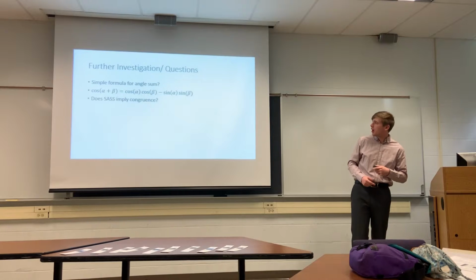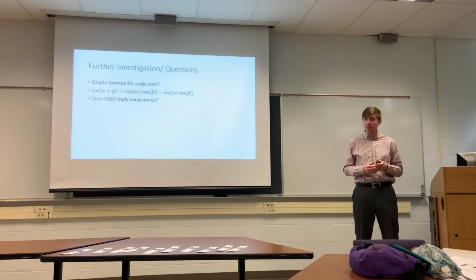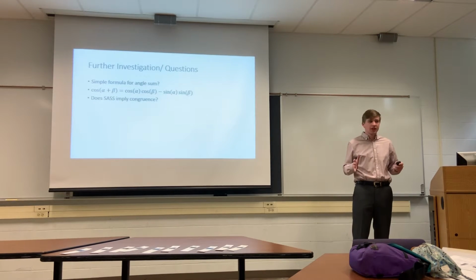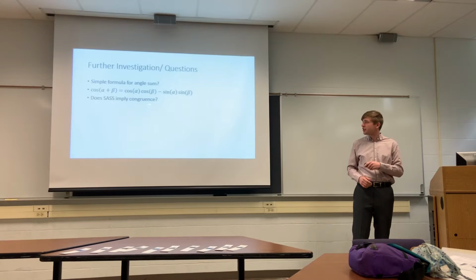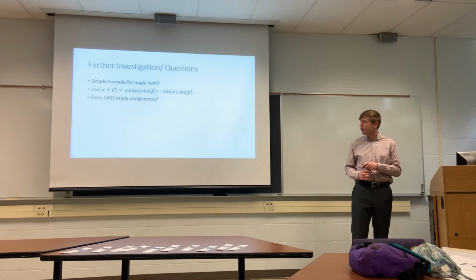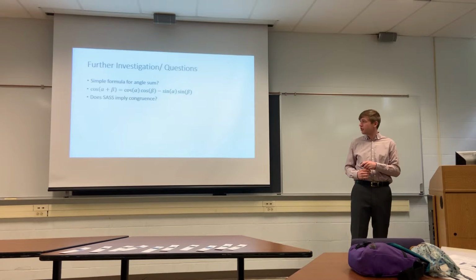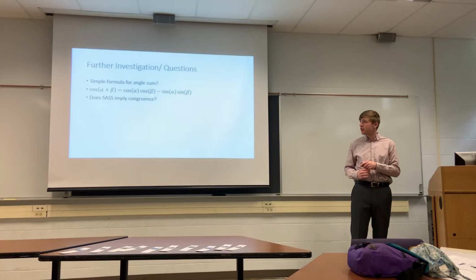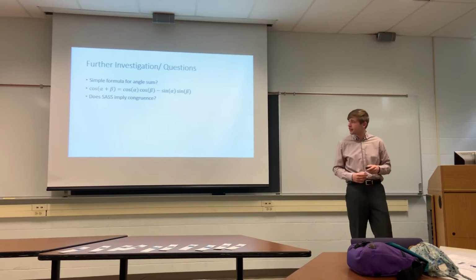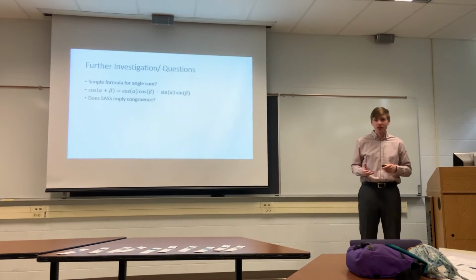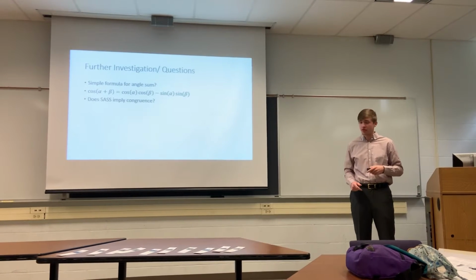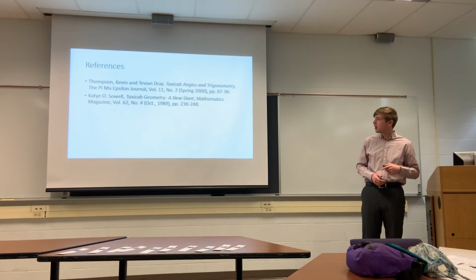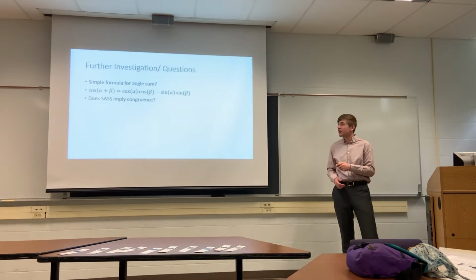So that's some other things I've been looking at: angle sum. I haven't found a simple formula for angle sum, and for those who aren't familiar with it, angle sum is a way of, when you have cosine or sine of two angles, deconstructing into individual cosines and sines of those individual angles. I included the Euclidean angle sum right there for reference. And as I mentioned earlier, I'm also looking to see if side, angle, side implies congruence. I haven't found a counterexample yet, but still working on it. Okay, so anyone have any questions?